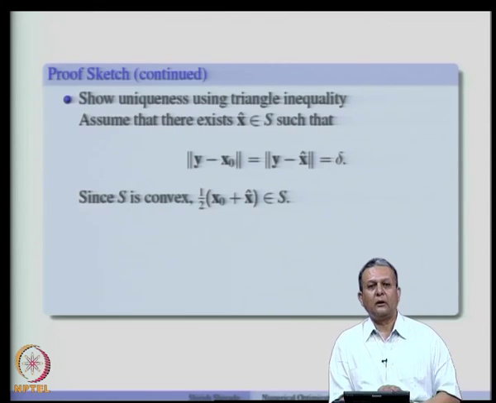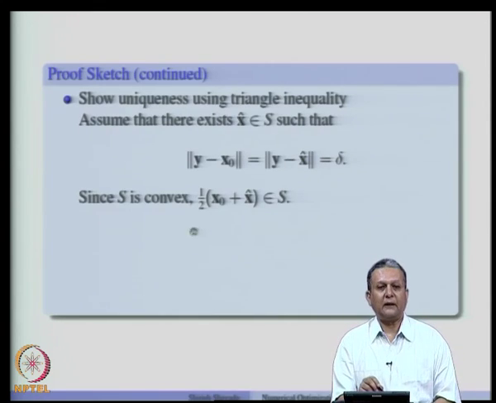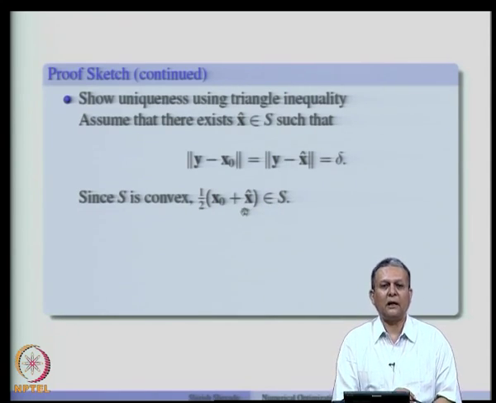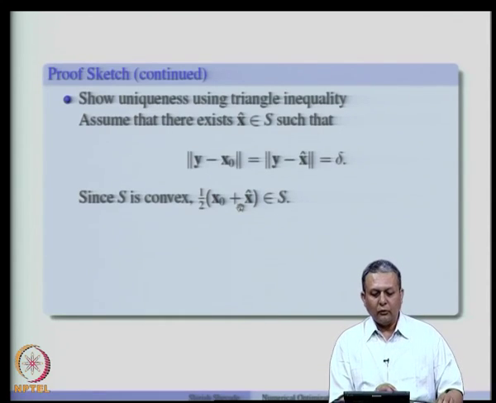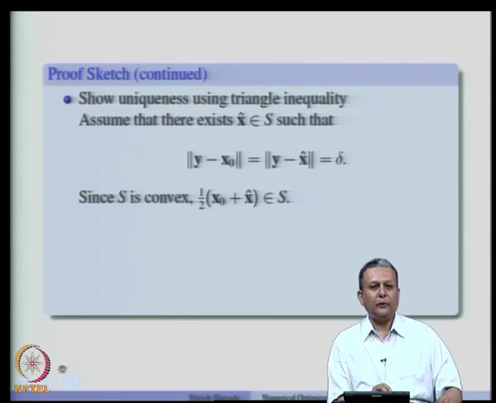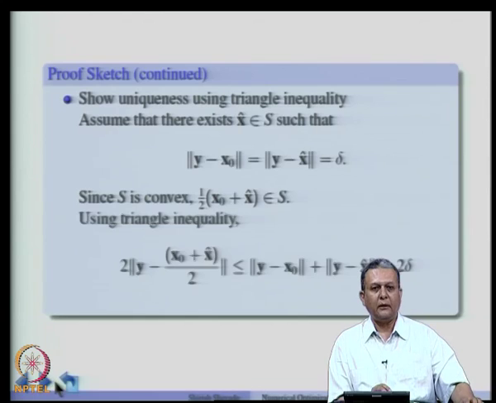Since S is a convex set, as given to us, the convex combination of x0 and x hat always lies in the set S. So, lambda 1 x naught plus lambda 2 x hat always belongs to the set S when lambda 1 and lambda 2 are non-negative and lambda 1 plus lambda 2 is 1, and in this case that is true. So, we take this point and then use the triangle inequality.